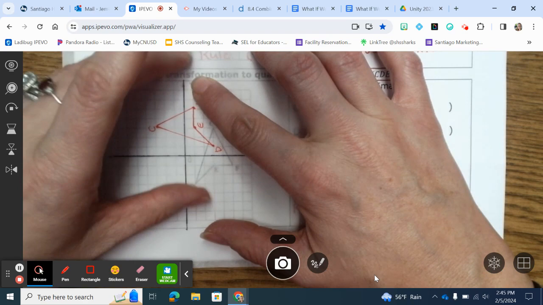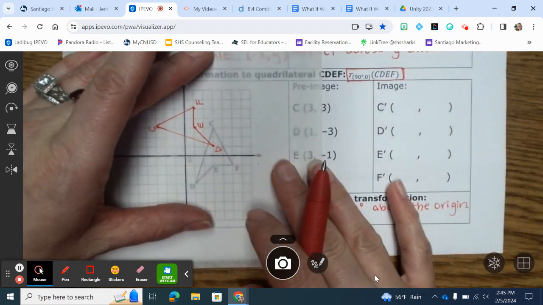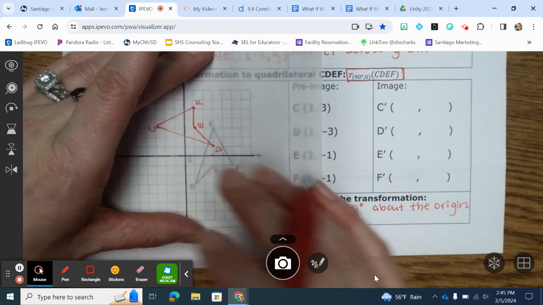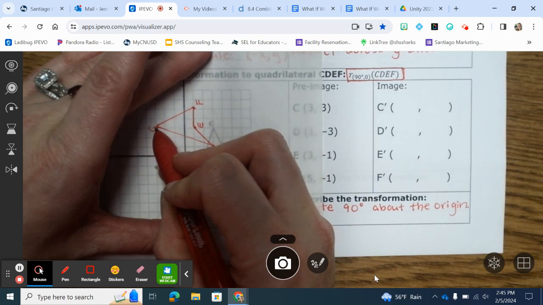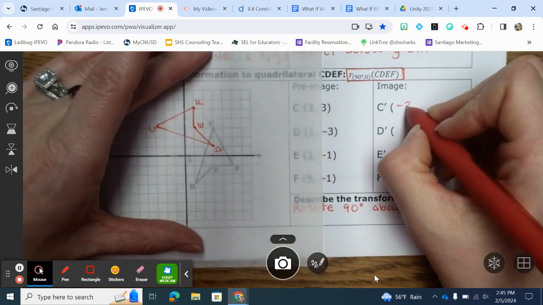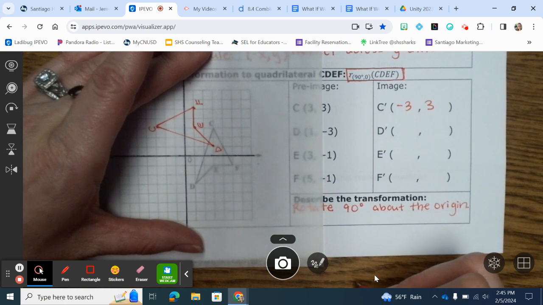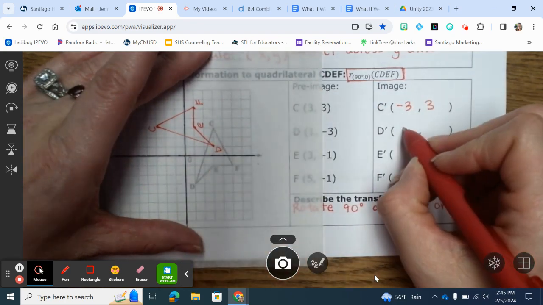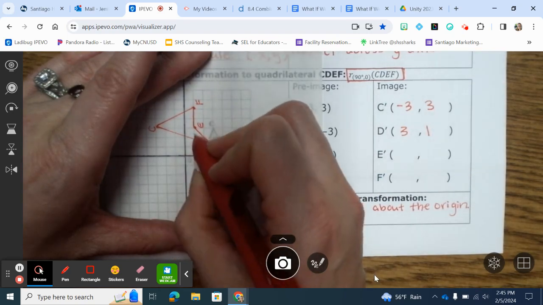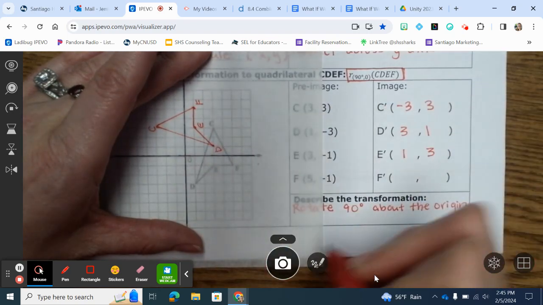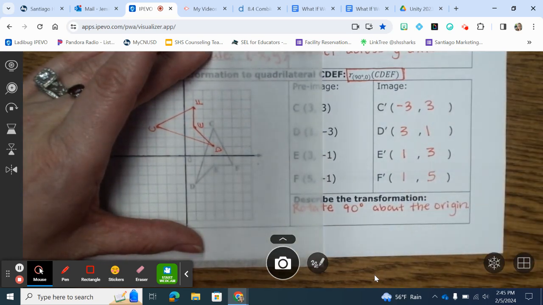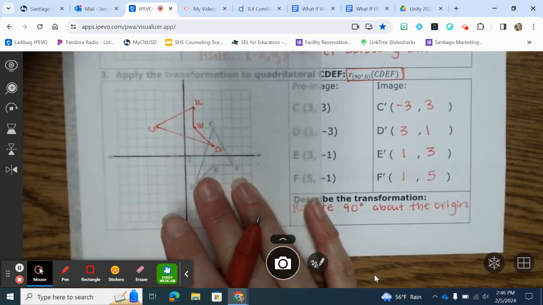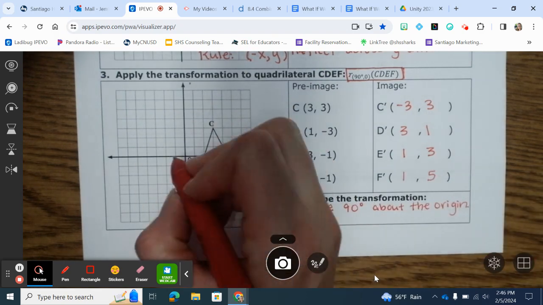So holding that where it is, now I can, this one you're going to do a little backwards. I'm going to do the coordinate first and then I'll put it on my graph because I need to find, where's this point going to be? This new point is going to be -3, 3. D prime is going to be 3, 1. E prime is going to be 1, 3. And F prime is going to be 1, 5. Then I'm going to remove my patty paper and actually draw it there so I can see it.